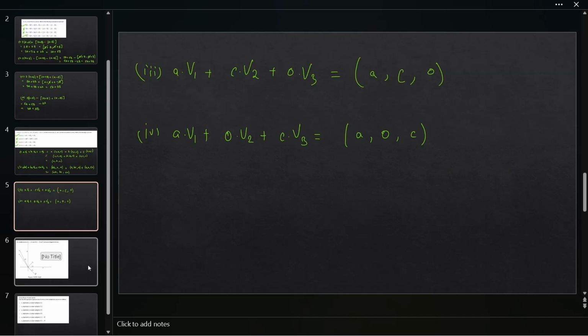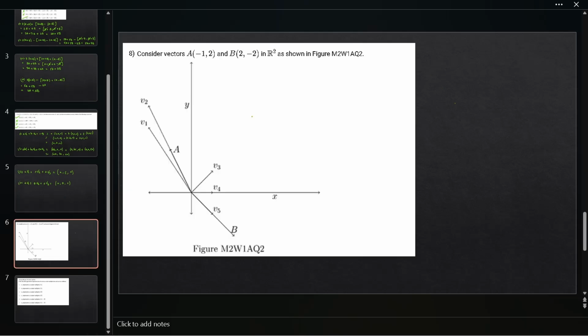Now moving on to question 8. We have vectors A and B. A is minus 1 comma 2, and we can locate it here. And B is 2 comma minus 2, which could be located here.